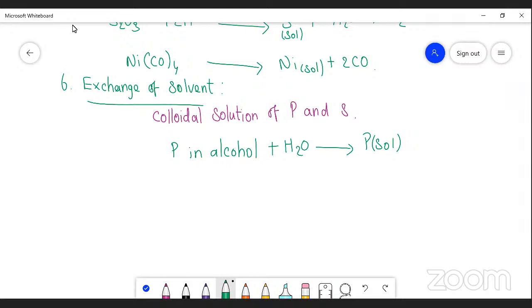Okay. Now, there is exchange of solvents. In exchange of solvent, which salts will be prepared? Phosphorus and sulfur. Exchanging the solvent: phosphorus in alcohol is added with water, and we are getting the phosphorus salt. Okay. And any doubt in the condensation method?